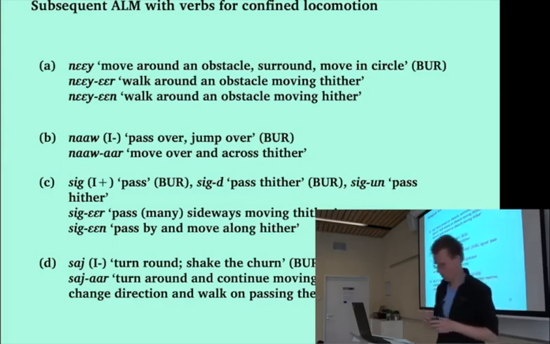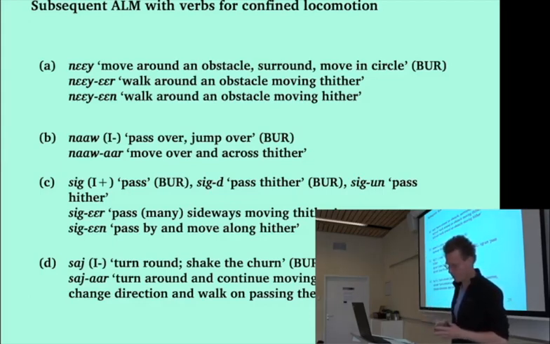I won't rush back to 4 now. It was an example for simultaneous locomotion, to cut while moving, while 21c presents the subsequent locomotion reading, that is to cut off and move.